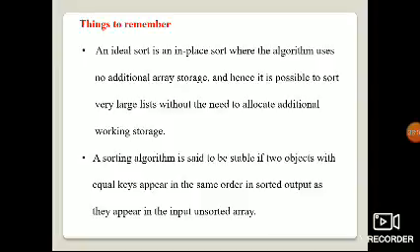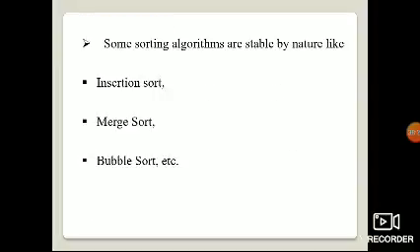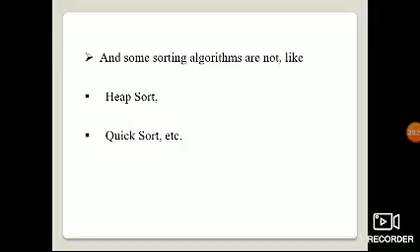A sorting algorithm is stable if, when you have two objects with equal keys, they appear in the same order in the sorted output as they appear in the unsorted input. So which are stable? Insertion, merge and bubble sort are the stable algorithms. Unstable means heap and quick sort.